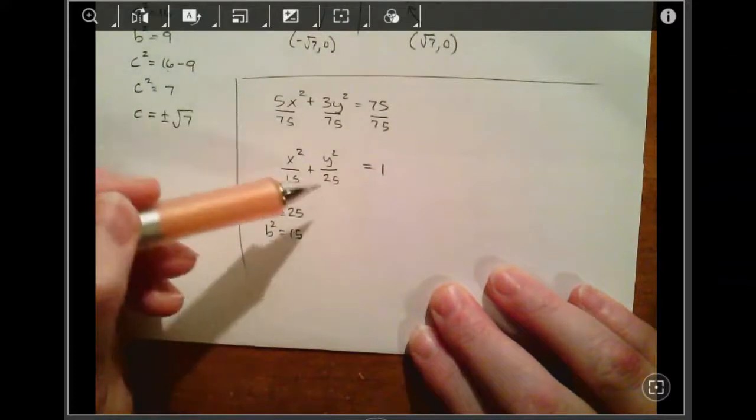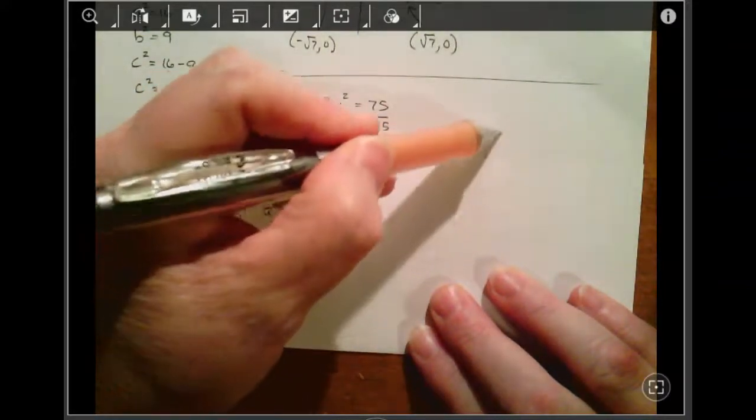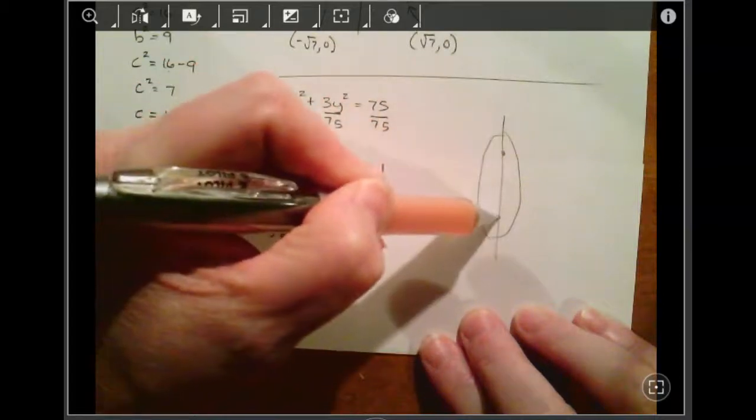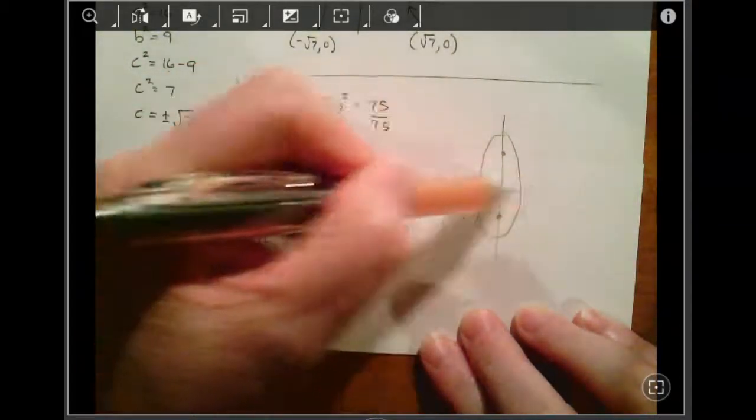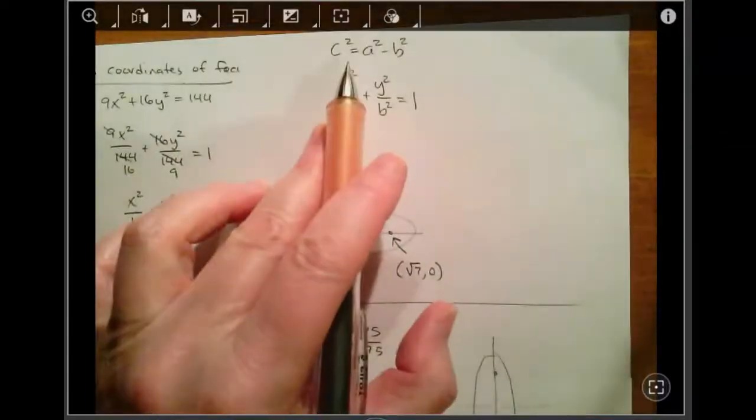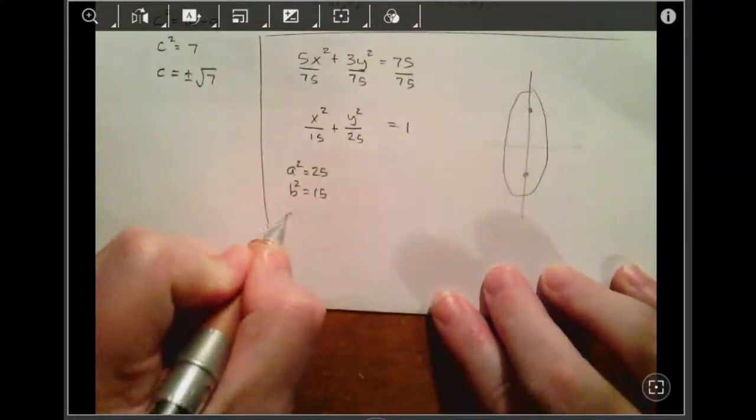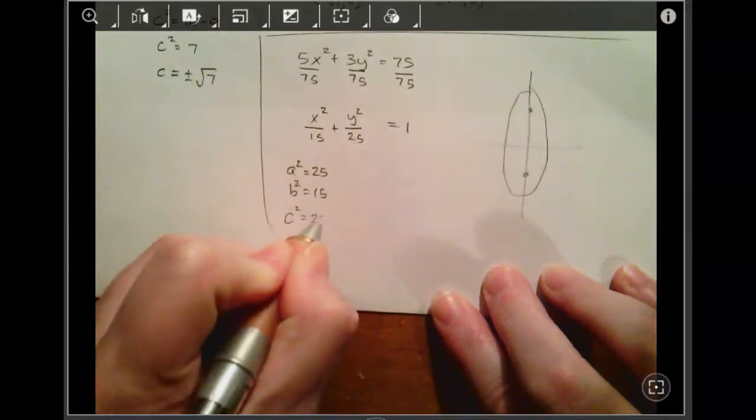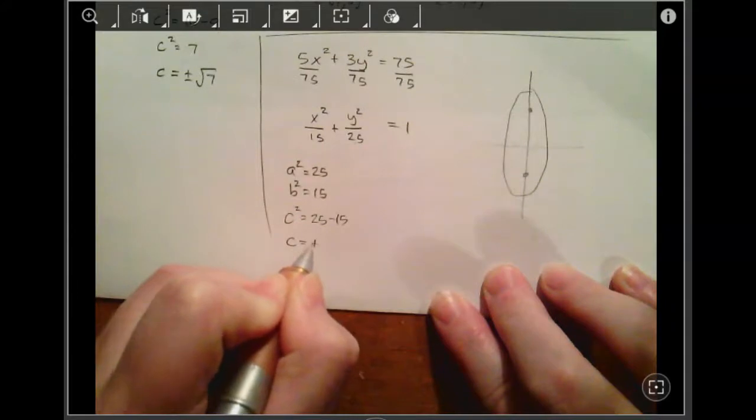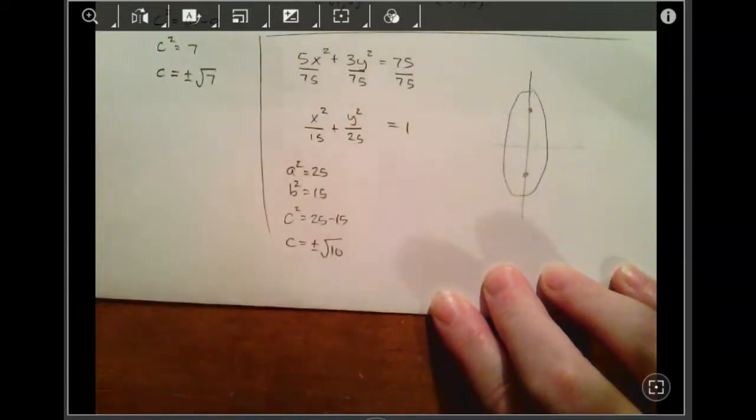And because there's more stretch in the y direction, our ellipse is going to look like this. So that means our foci are going to be along the y-axis. So here our x-coordinate is going to be 0, and our y-coordinate we're going to have to solve for using this right here. So I know then that c squared is going to be 25 minus 15, so c is going to be plus or minus square root of 10.